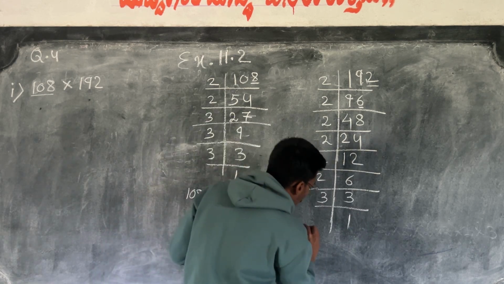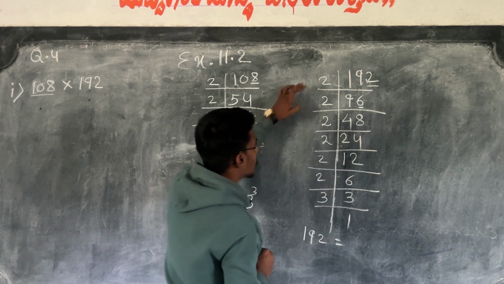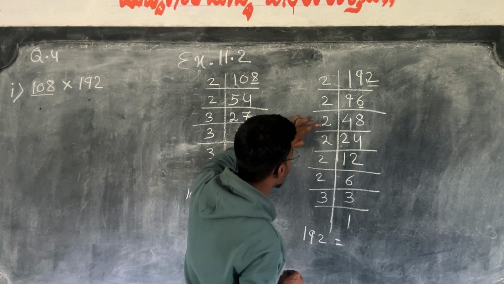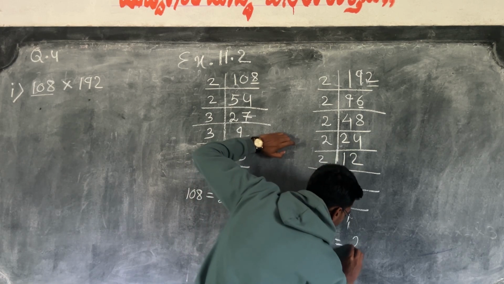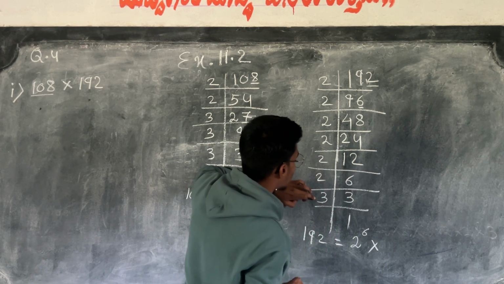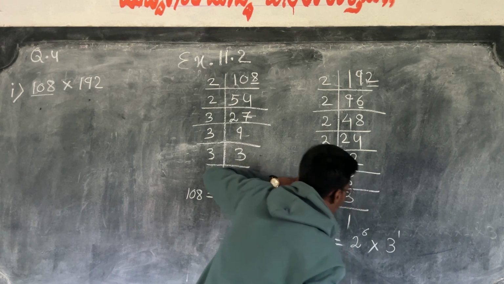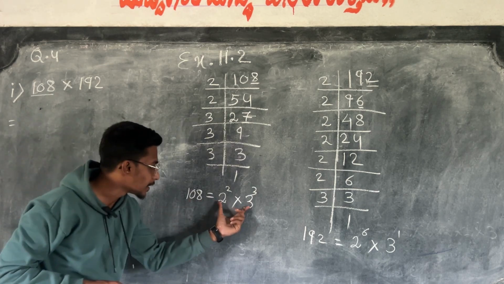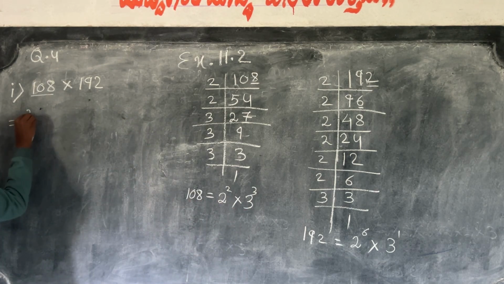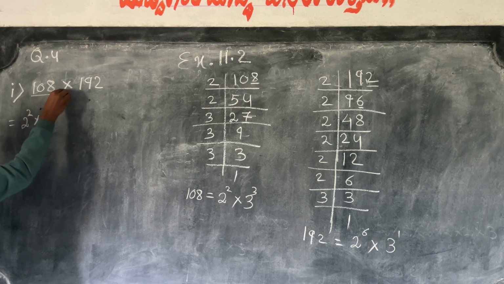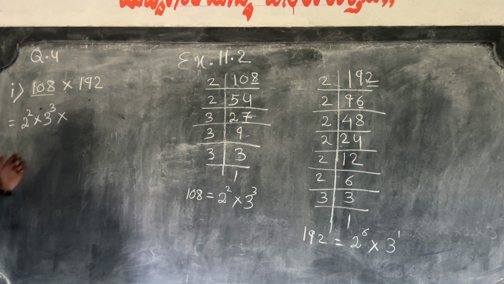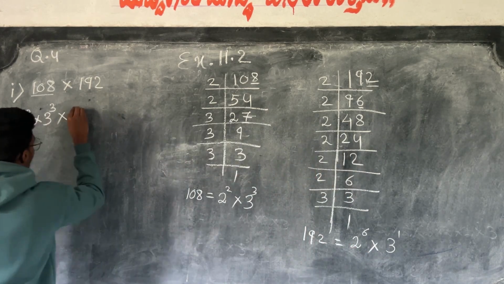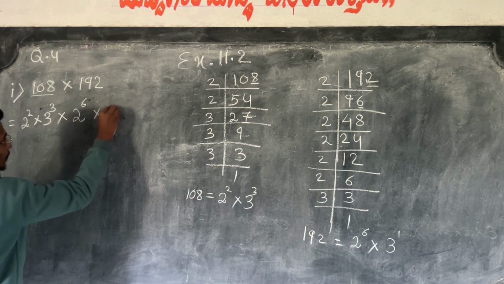So what is the factor of 192? 2 into 2 into 2 into 2 into 2 into 2. How many times 2 is here? 1, 2, 3, 4, 5, 6. 2 to the power 6, into how many times 3 is here? 1 time. That means 3 to the power 1. In the place of 108, you have to write these factors, that is 2 square into 3 cube. What is the sign here? Into sign. Write that. What is the factor of 192? 2 to the power 6 into 3 to the power 1.